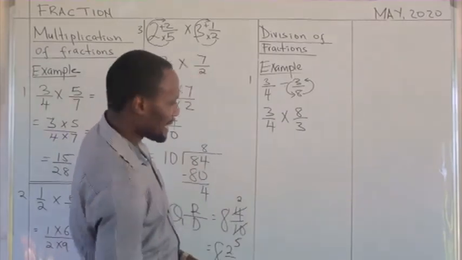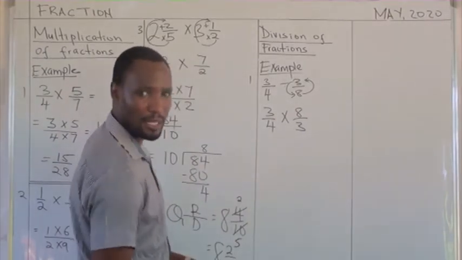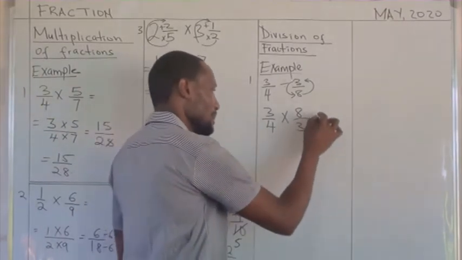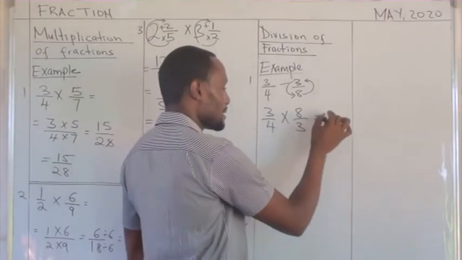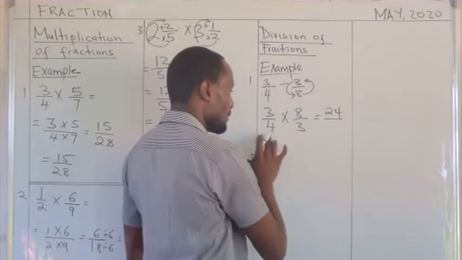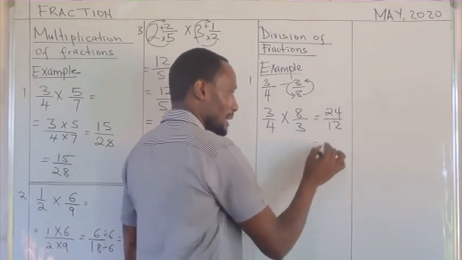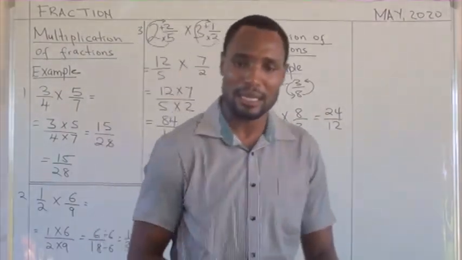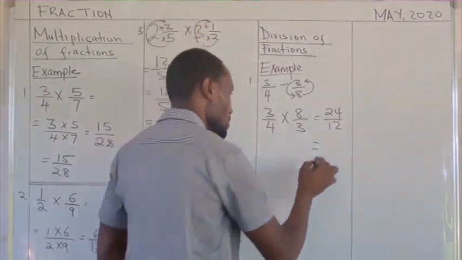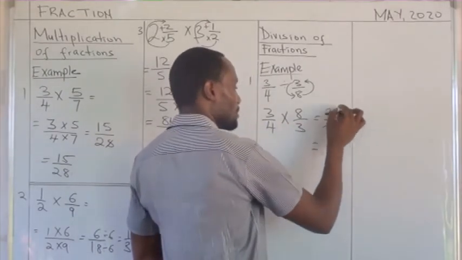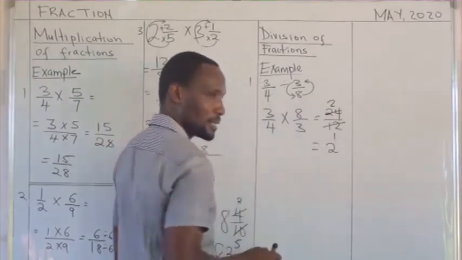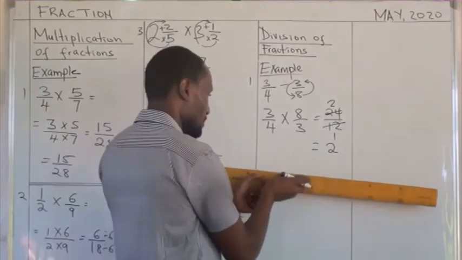Now, you look at this, you can simplify very easily without multiplication, but let's multiply. 3 by 8 is 24. And 4 times 3 is 12. Ask yourself, how many times does 12 go into 24? It is 2 times, so you have to divide. 12 here 1, 12 here 2, you get 2. So the answer is 2.